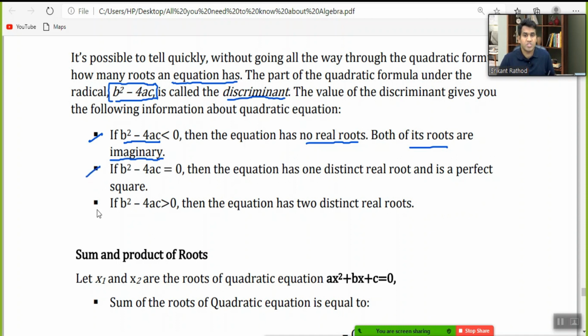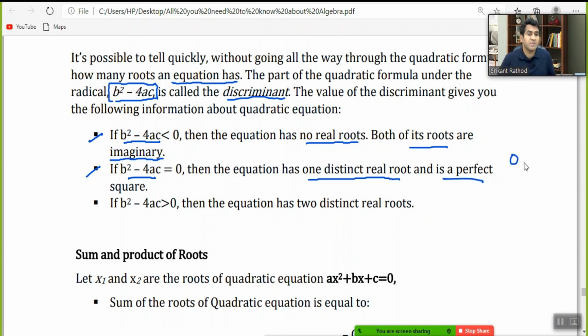This is the second condition. If b square minus 4ac is equal to 0, then the equation has one distinct real root and it's a perfect square. So if the value under the square root, the discriminant, is equal to 0, whatever number we get becomes a perfect square. In that case, the root will be only one number.